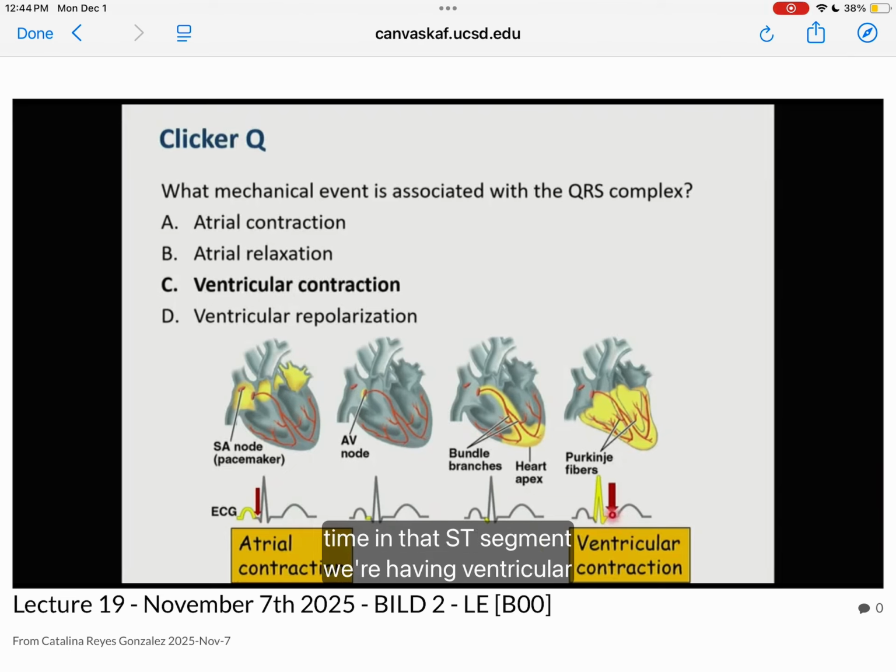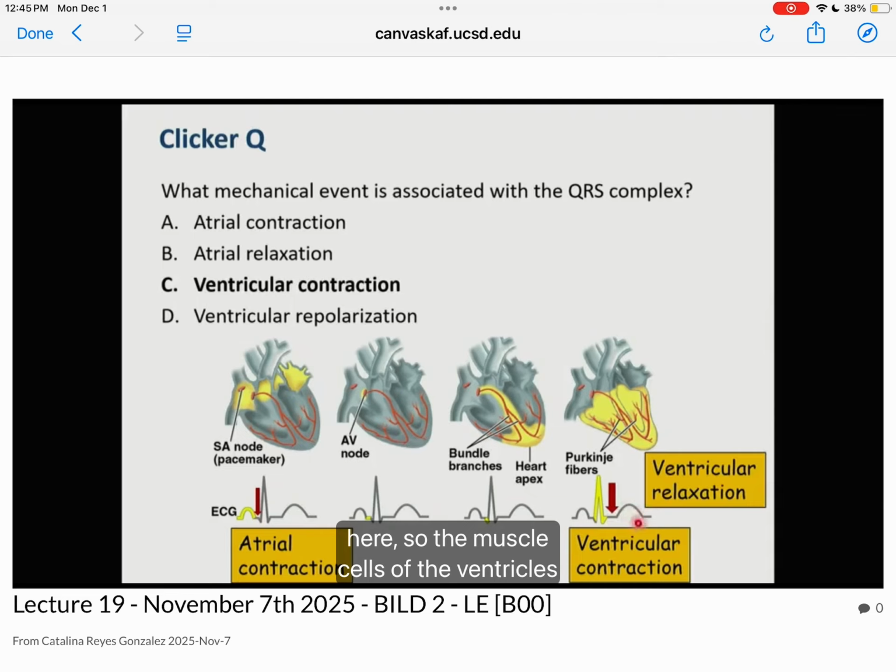But at that time, in that ST segment, we're having ventricular contraction. So the left and right ventricle are contracting. We start ventricular systole, and they are going to actively eject blood, the right ventricle into the pulmonary arteries, the left ventricle into the aorta. Then we have ventricular repolarization here. So the muscle cells of the ventricles repolarize, that's the T wave. And after this baseline here is ventricular relaxation. Even though you cannot measure those tension or force of contraction or pressure events with the ECG, you can correlate them because they happen a little bit after that electrical event. The mechanical event, which is contraction and relaxation, happens a little bit after the electrical event, which is depolarization, repolarization.